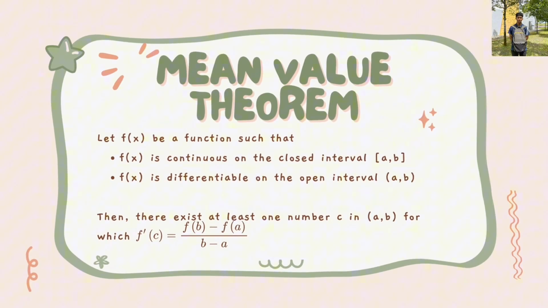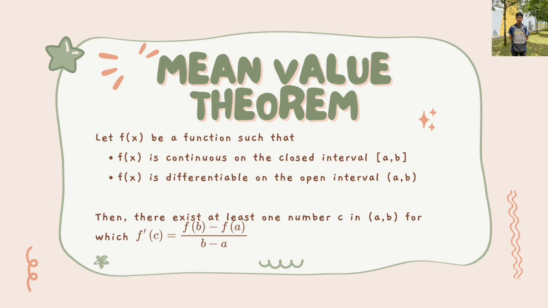Okay, now what we can see on the slide is telling me that let f(x) be a function such that first, f(x) is continuous on the closed interval [a,b]. For the second one, f(x) is differentiable on the open interval (a,b). Okay, then there exists at least one number c in (a,b) for which f'(c) equals (f(b) − f(a)) over (b − a).